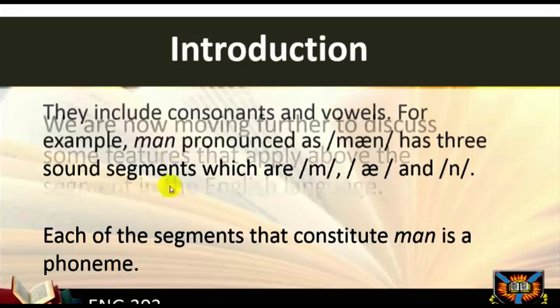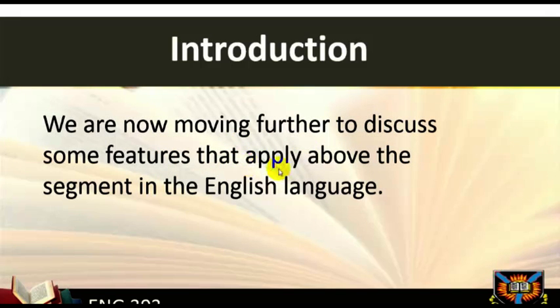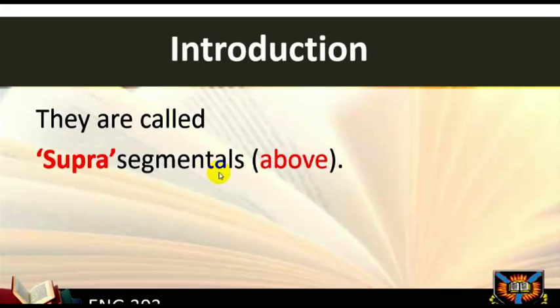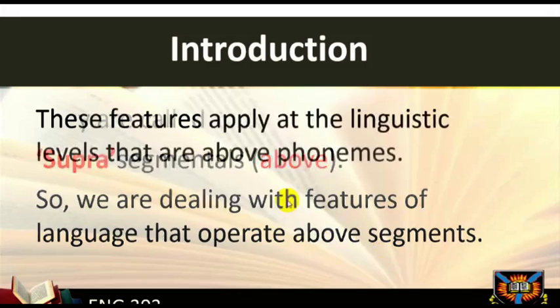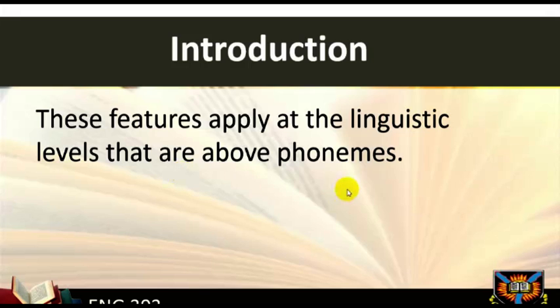We are now moving further to discuss some features that apply above the segments in the English language. They are called suprasegmentals. Supra here means above. So we are dealing with features of language that operate above segments. These features apply at the linguistic level that is above phonemes.